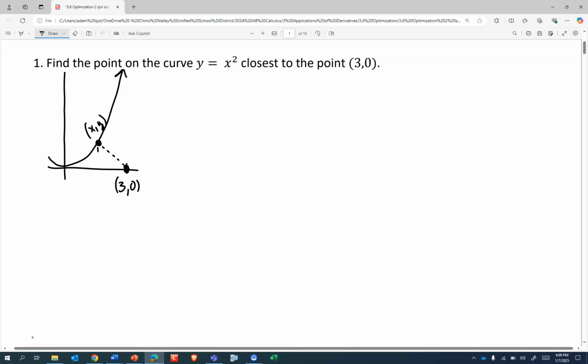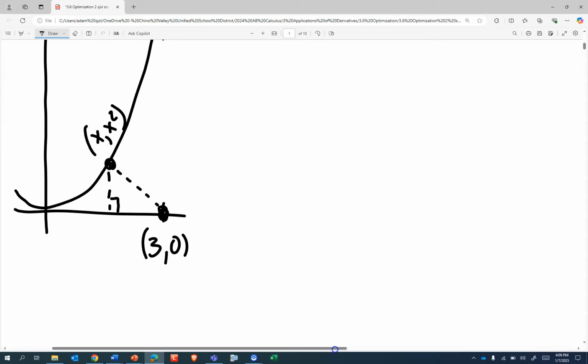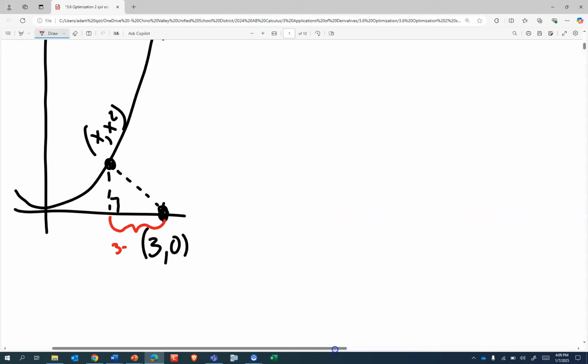And that distance is just the hypotenuse of a right triangle. So we can use the Pythagorean theorem, the distance formula, whatever you call it. Now, the other thing is (x, y) isn't the best way to write that. We always want to use one variable if possible, so we're going to call that point (x, x squared). Probably should have had a bigger diagram, but oh well. So this side length down here is 3 minus x, and this side length over here is 0 minus x squared.